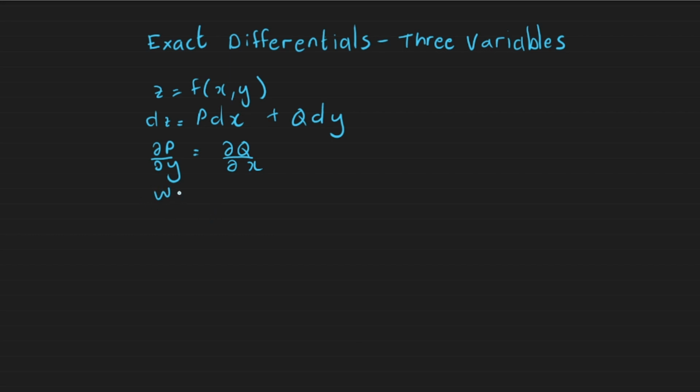We could have a new function w, and w is a function of x, y, and z. So instead of 2 independent variables, we now have 3 independent variables. So our differential is expressed in literally the exact same way. We would have dw equal to some p dx plus q dy, and we would now just introduce a third component of this, and that would be r dz.